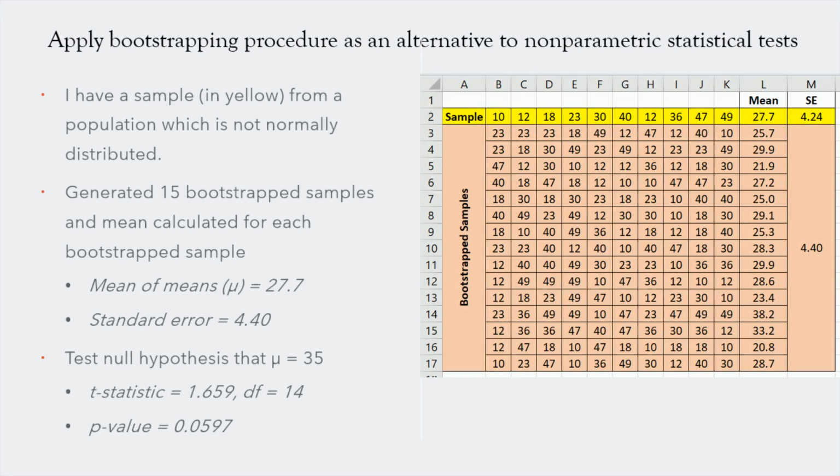Next is to generate bootstrapped samples. Each bootstrapped sample also contains 10 data points and is obtained by sampling with replacement from the original sample. That is to say, I randomly pick a value from the original sample, say 23, put it back, shuffle, then randomly pick another value, and I happen to pick 23 again. I repeat this until the first bootstrapped sample is done, which is 23, 23, 23, 18, 49, 12, 47, 12, 40, and 10, from which I calculate the first bootstrap mean, which is 25.7.